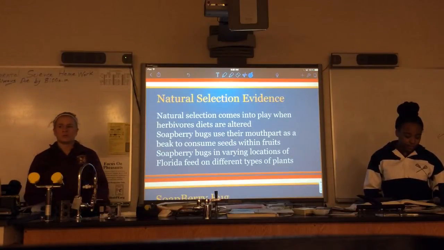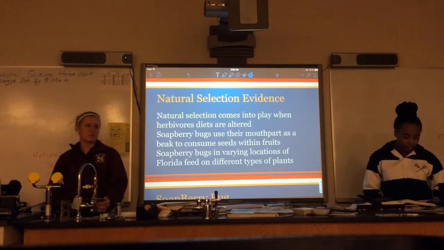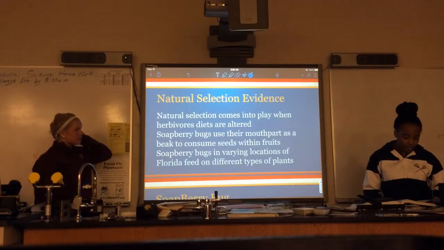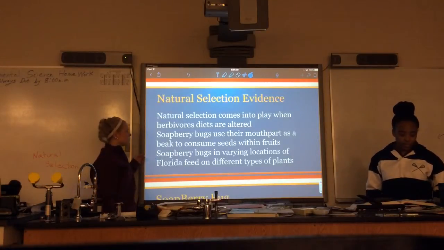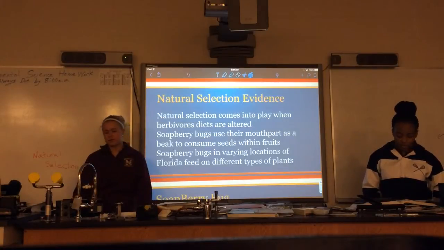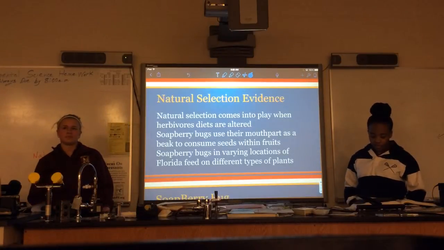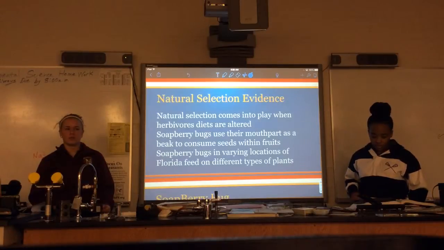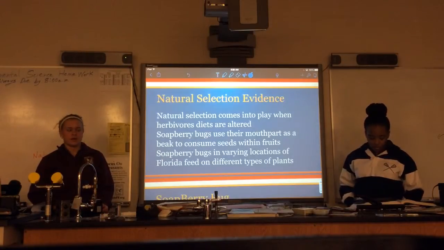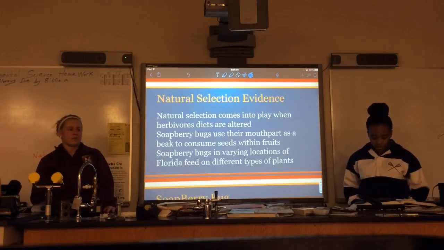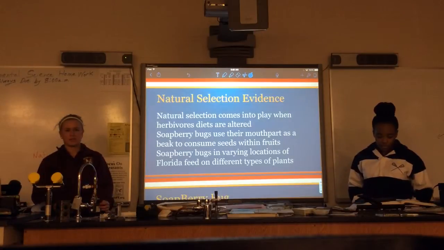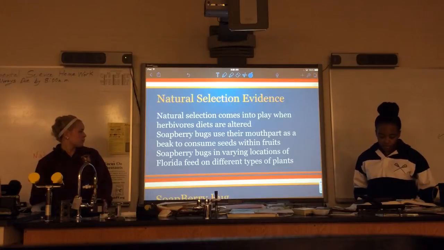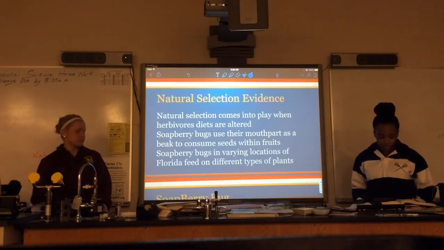So we're going to look at studies that have proved that natural selection occurs, and particularly it comes into play when herbivores' diets are altered. Soapberry bugs are found in two different parts of Florida where the types of fruits available for them to eat are dependent upon their mouthpiece, which acts as a kind of beak to get to the inside of the fruit. Soapberry bugs in varying locations of Florida feed on different types of plants.